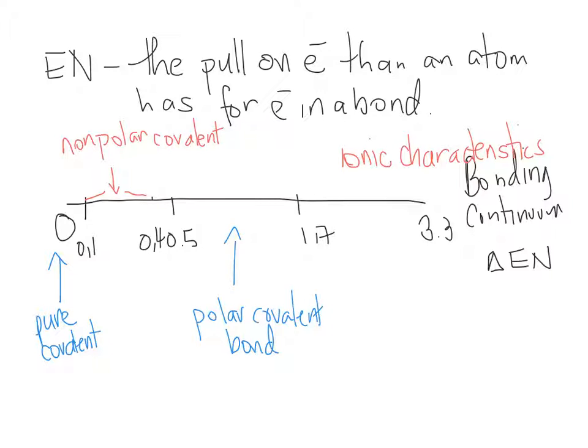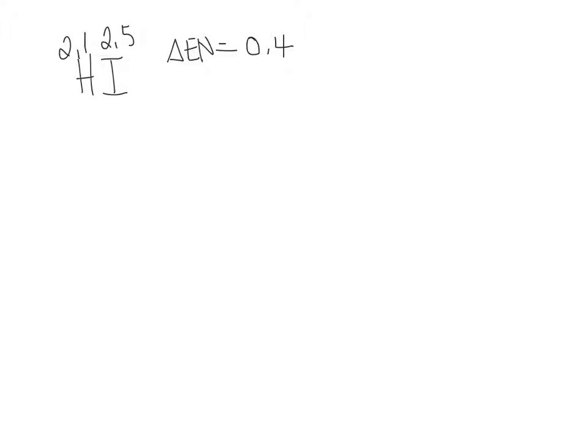So let's take a look at hydrogen iodide. What kind of a covalent bond does it have? Non-polar. It is a non-polar covalent bond.